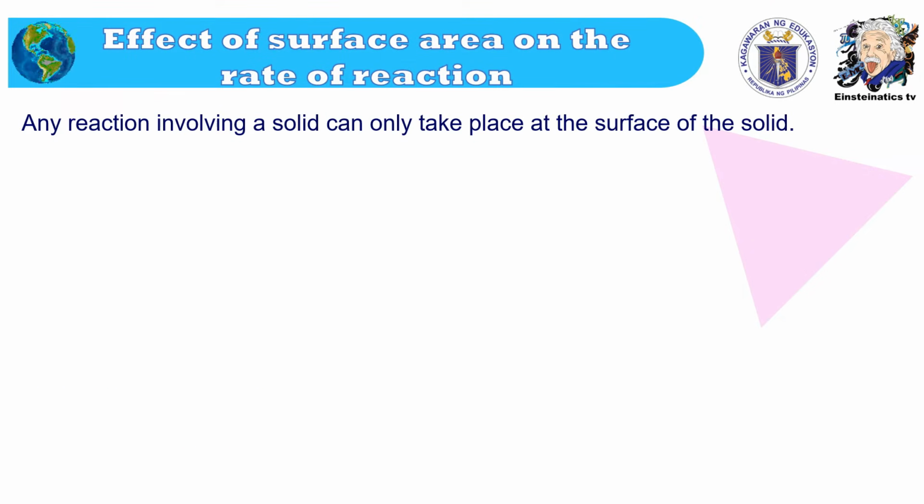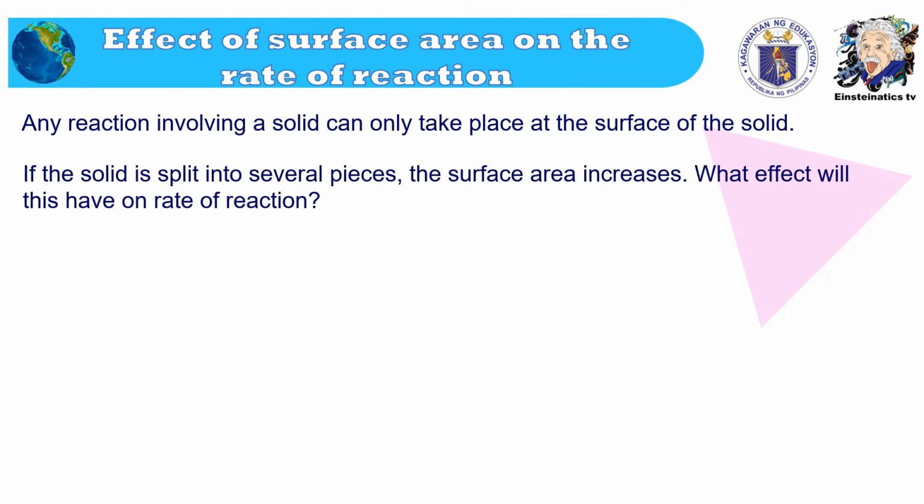Now, let's proceed with how surface area affects the rate of chemical reaction. Now, for example, if a solid is split into several pieces, the surface area would increase. So, since na-increase yung surface area, ano nga ba yung mangyayari or paano nga ba maapektuhan nito yung rate of chemical reaction? Mapapabilis ba or mapapabagal?